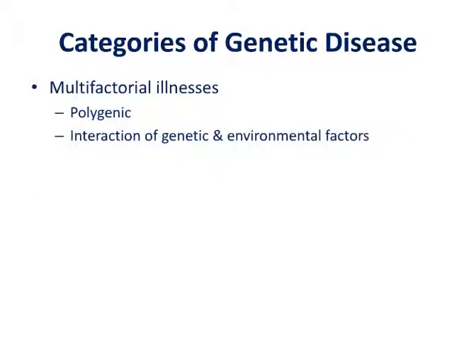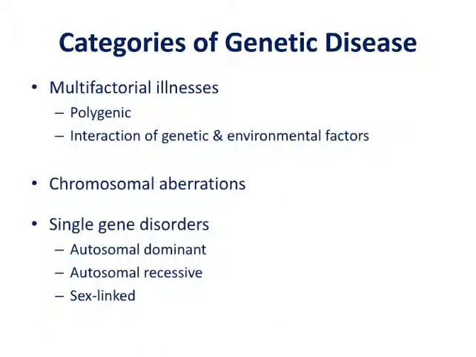They can show patterns of inheritance and run in families, but it's often difficult to determine exactly what the risk is of passing on these disorders to their children. A good example of multifactorial illness is essential hypertension. Chromosomal abnormalities, including chromosomal rearrangements and conditions of polyploidy or aneuploidy, for example, inheriting an extra chromosome 21 results in trisomy 21 or Down syndrome, and monogenetic or single gene disorders, which are usually classified by their mode of inheritance as either autosomal dominant, autosomal recessive, or sex-linked.